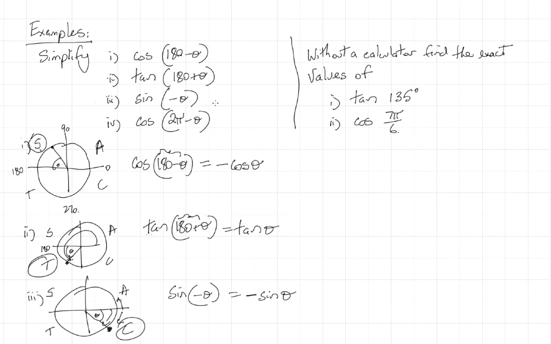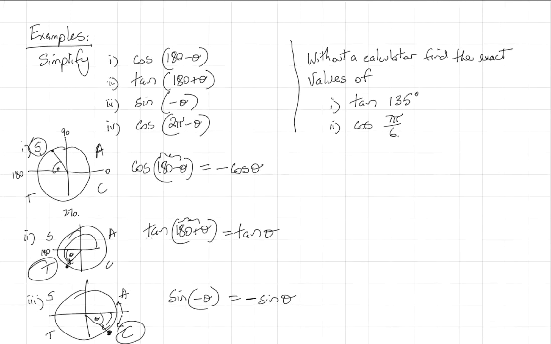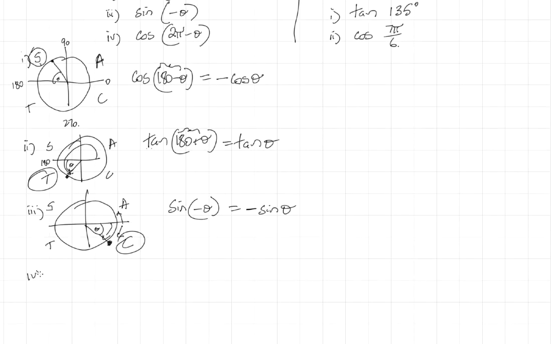And the last one is the cos of 2 pi minus theta. Same sort of deal. 2 pi minus theta. Now we're working in radians. So we've got 0, and we know pi is the same as 180. So halfway between 0 and pi is pi on 2. 0 is the same as 2 pi. 2 pi is 360, so we've gone all the way around.